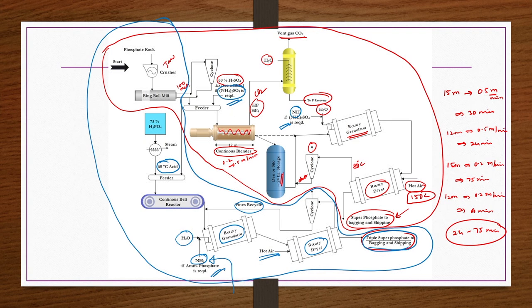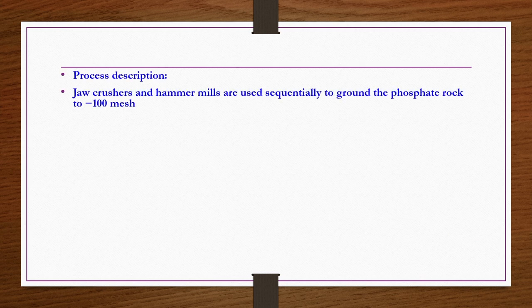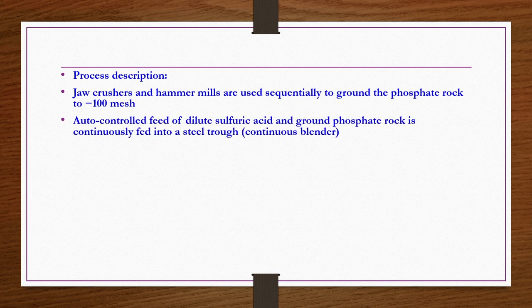So both superphosphate and triple superphosphate manufacturing we have seen in the flowchart here. Now these details we are going to discuss in the process description part as well. Jaw crushers and hammer mills or roll ring mills are used sequentially to grind the phosphate rock to 100 mesh size. Auto control feed of dilute sulfuric acid and ground phosphate rock is continuously fed into a steel trough, which is nothing but a continuous blender.